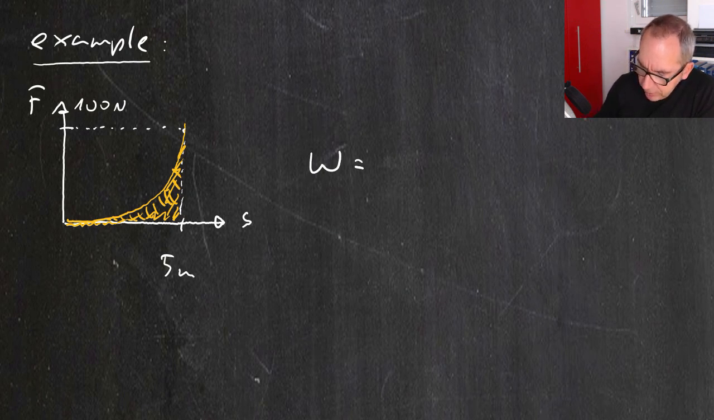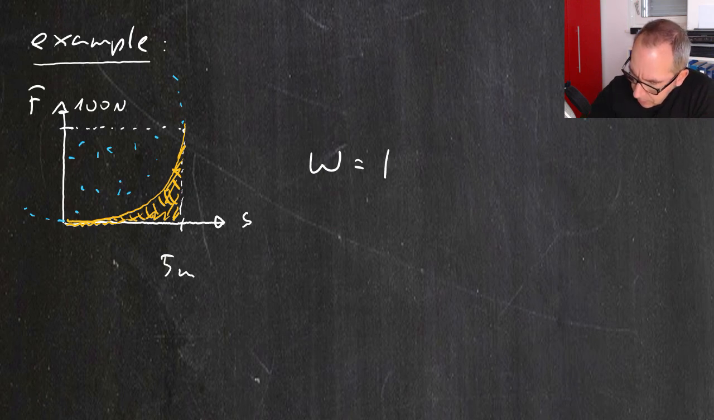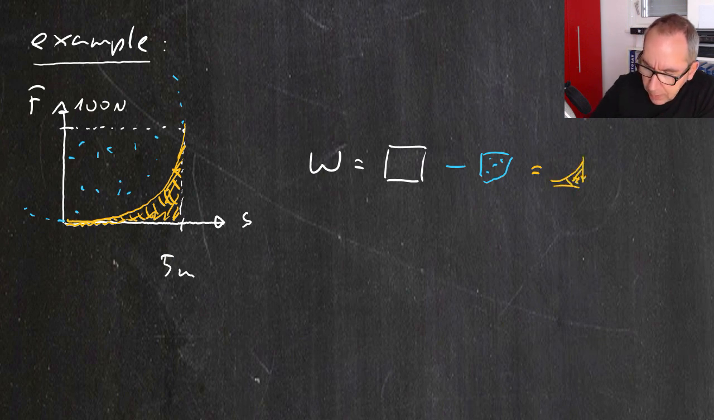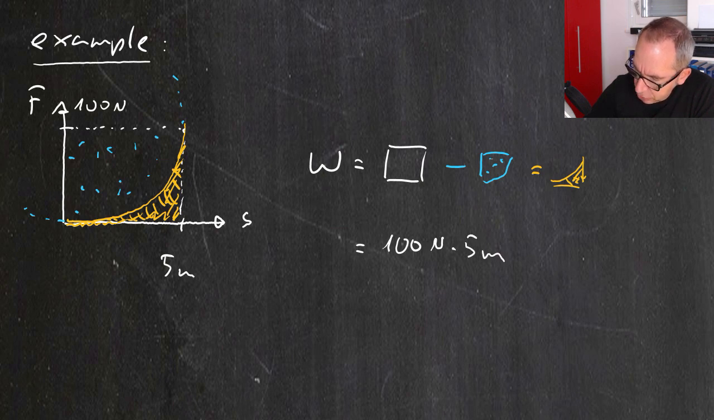Of course, we have to know what this function is. And let's assume this is a circle, or so to say an ellipse, which is going around here. And therefore we can say that this part here is 1/4 of an ellipse. And the yellow area therefore is the rectangle minus this blue area, which corresponds to what we are looking for. So the rectangle simply is 100 Newton times 5 meters. And we have to subtract 1/4 of an ellipse.